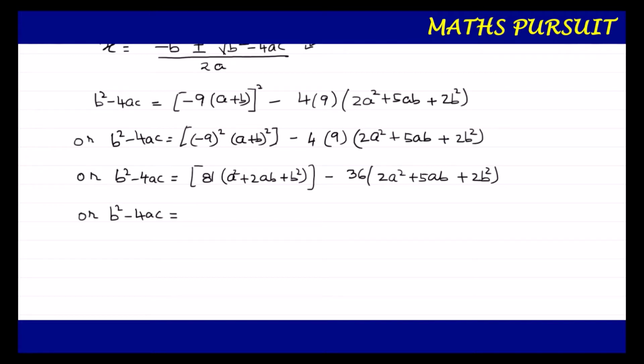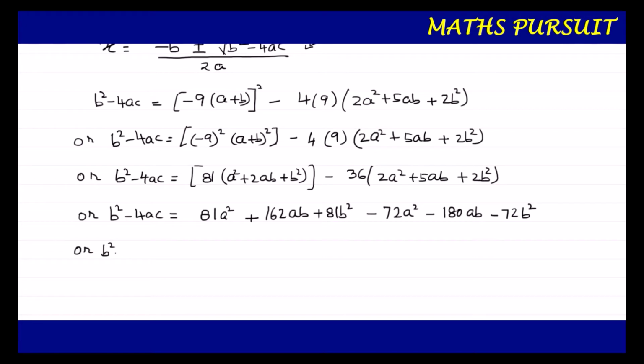Now this can be written as 81 into, let us multiply like this, 81a^2 plus 81 into 2, which is 162ab, plus 81b^2. Then I can write minus 36 into 2a^2, which is 72a^2, minus 36 into 5ab, which is 180, minus 180ab, then minus 72b^2. This is what I got after solving the above expression.